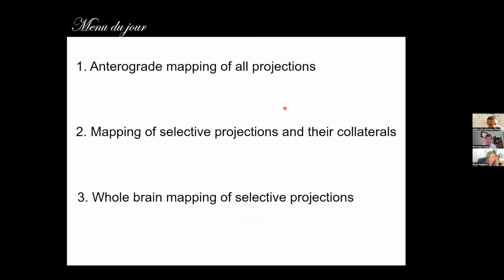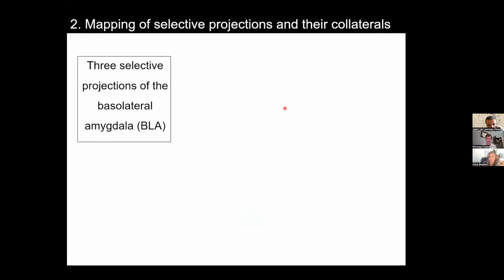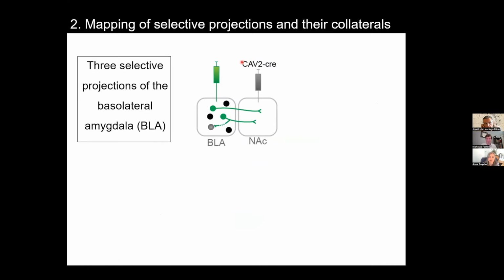Okay, so for the second example, what if you want to map a selective projection from one region A to a region B? In this case, I'm going to use the example of selective projections from the basolateral amygdala. To be really specific to these neurons, we use a dual viral strategy. In the downstream region, here the nucleus accumbens, we inject the retrograde CAV2-Cre virus. It expresses the Cre recombinase, and it's going to transduce retrogradely the neurons, so the BLA and all regions projecting to the nucleus accumbens.